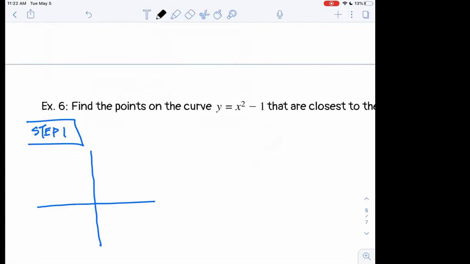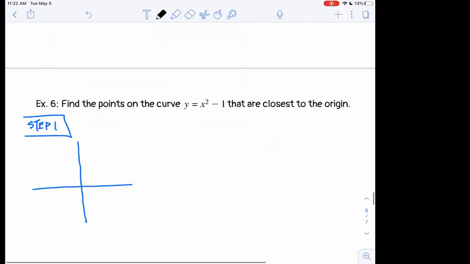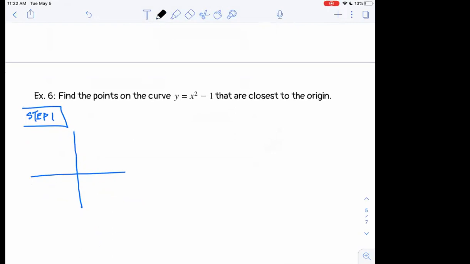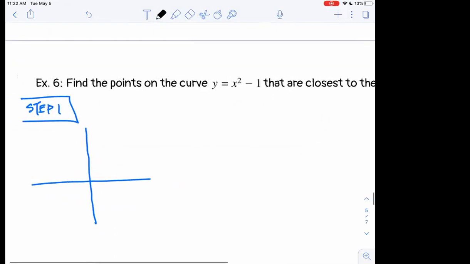Parabola facing up, and where is the vertex? -1. Yes, the vertex is going to be shifted down 1. So that means I've got this point right here, and I can sketch the rest of the parabola like this. And that one point I know is going to be (0, -1).